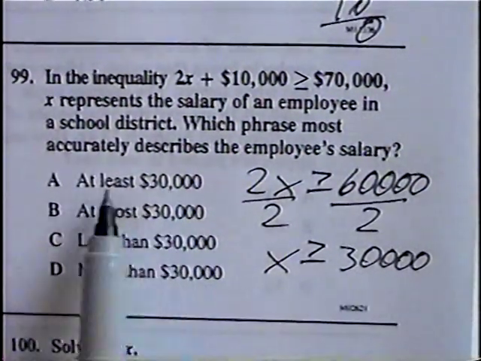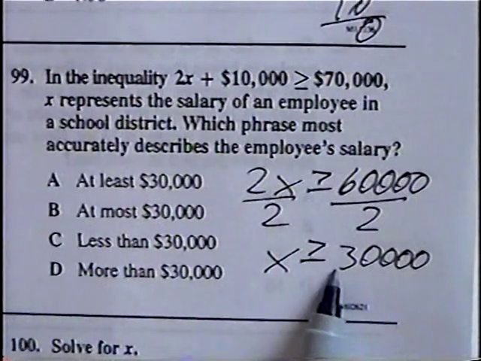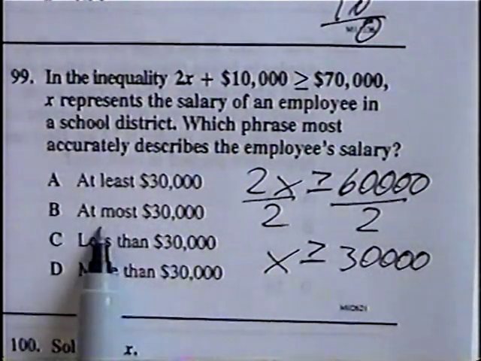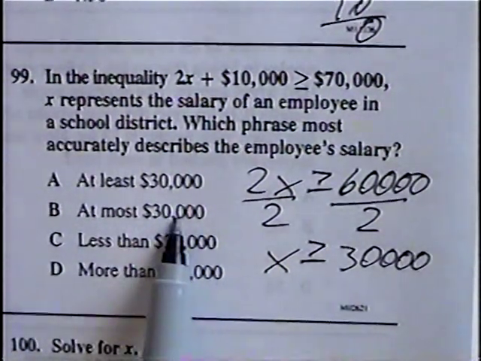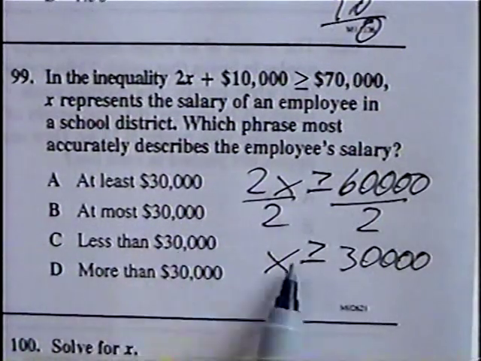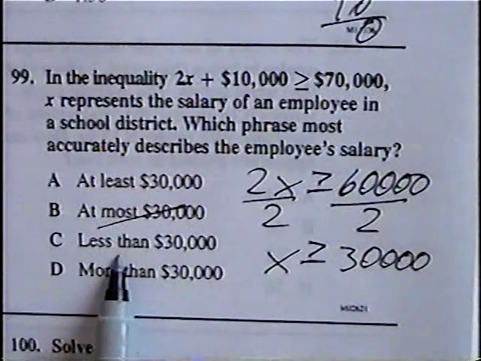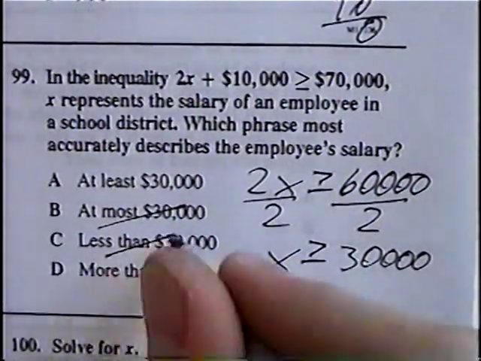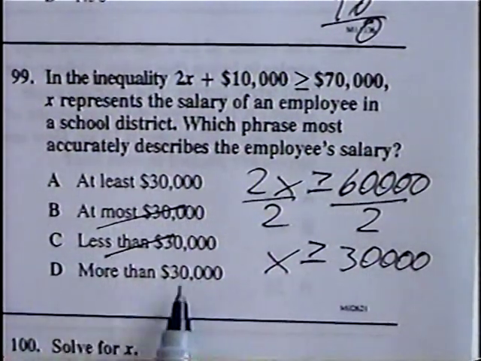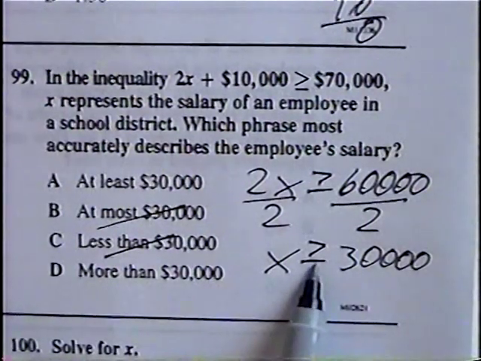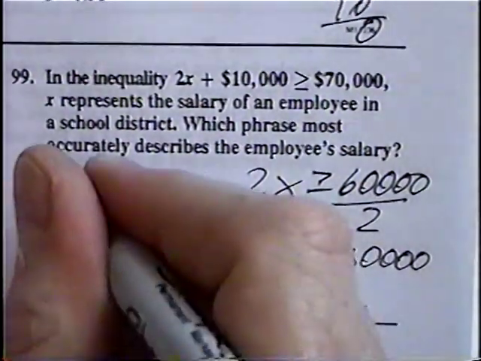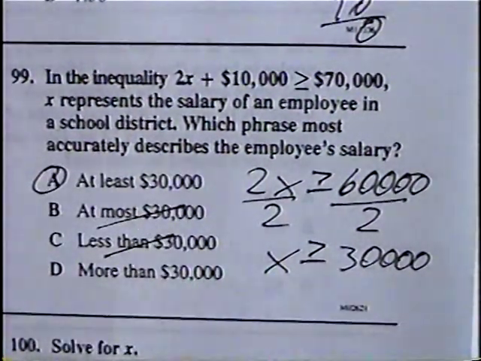At least 30,000 means 30,000 or more, which is what our answer is. At most 30,000 means the highest it can be is 30,000. It has to be less than that, but our answer is greater than 30,000. Less than 30,000, but our answer is greater than 30,000. And more than 30,000 would work, except ours is or equal to, so that would be at least, which means 30,000 or more.